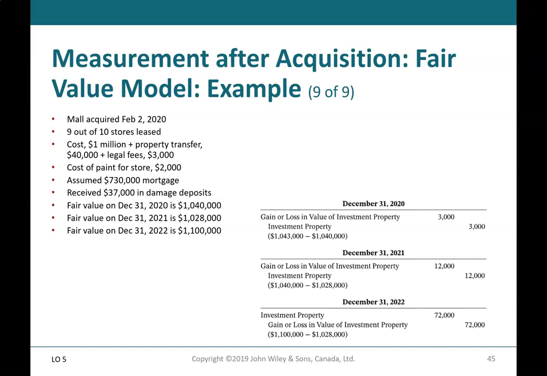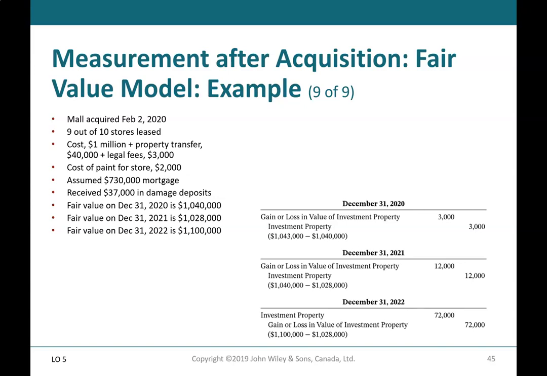Fair value on December 31st, 2020 is 1,040,000. In 2021 it is 1,028,000. In 2022 it is 1,100,000. So December 31st, 2020, you would debit gain or loss in value of investment property for 3,000 and credit investment property for 3,000. In 2021, you would debit gain or loss in value of investment property of 12,000 and credit investment property for 12,000.